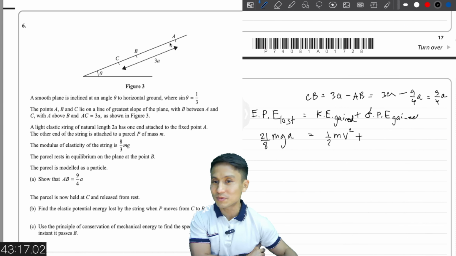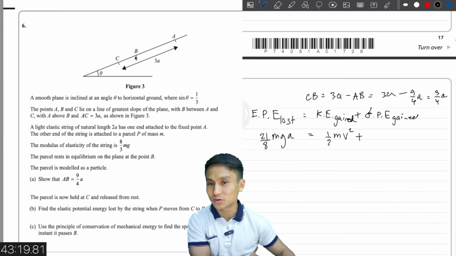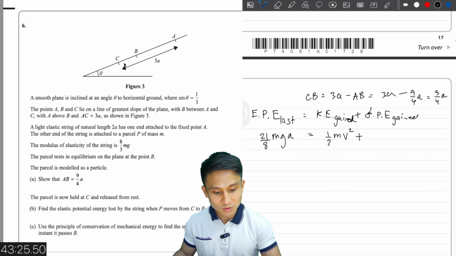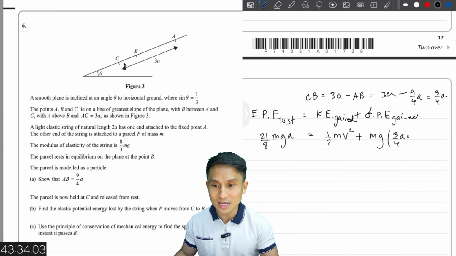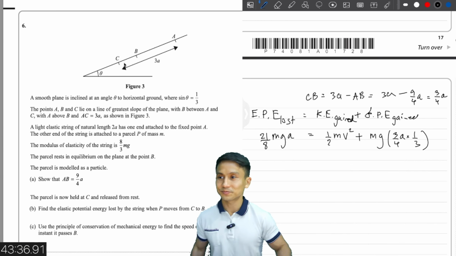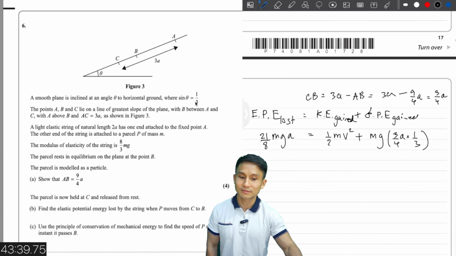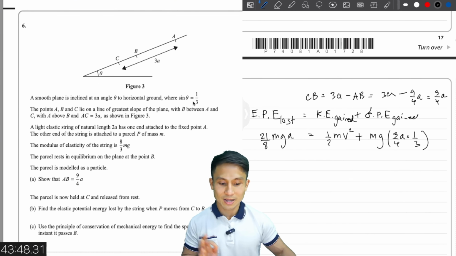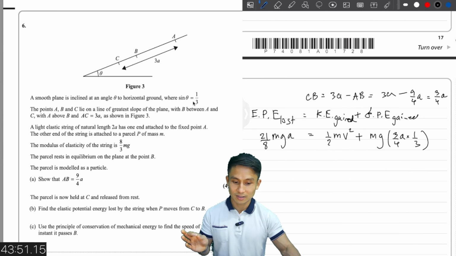But now we have to do CB sine theta. CB is the hypotenuse, so CB sine theta will be the vertical side there from C to B, vertically up. So this is m times g times the height, which is CB times sine theta, which is given to be a third, yeah? This one right here: mg, and then the height, which is CB sine theta. Yep. I think I'm okay with that. I'm double checking here. Okay, yep, everything is fine.